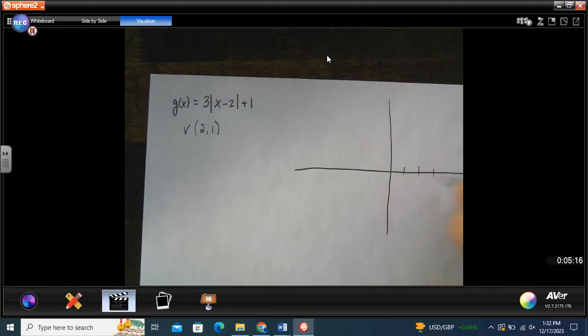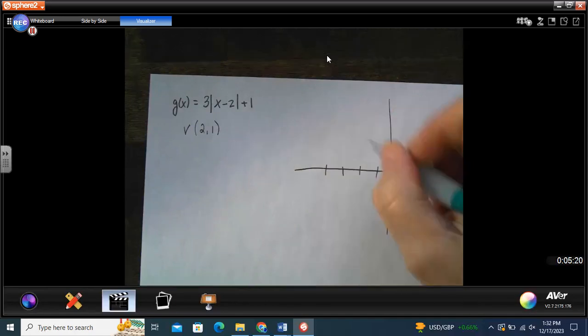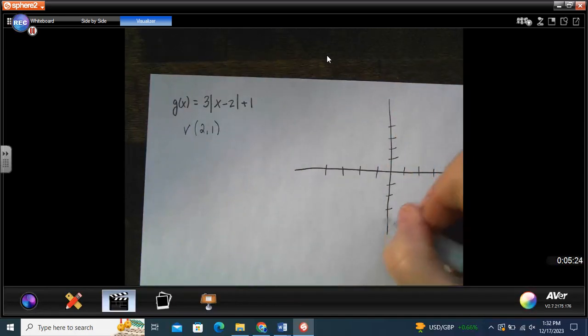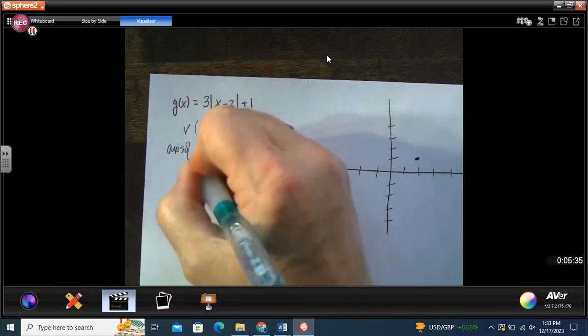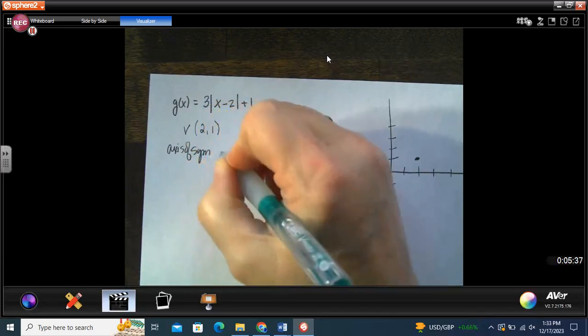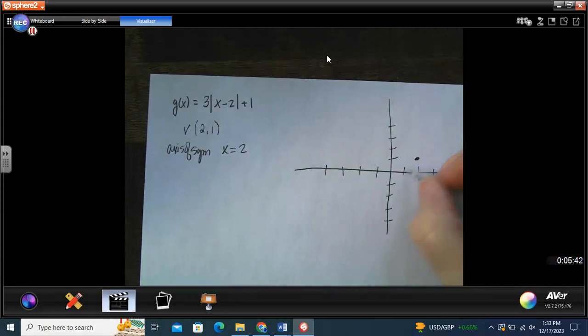One, two, three, 4. 1, 2, 3, 4. There will be graph paper on the test for you to do this. You won't have to draw your own graphs. So 2, 1 is here. So the vertex is 2, 1. The equation of the axis of symmetry is x equals 2.